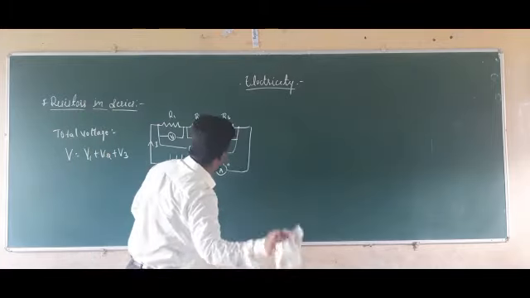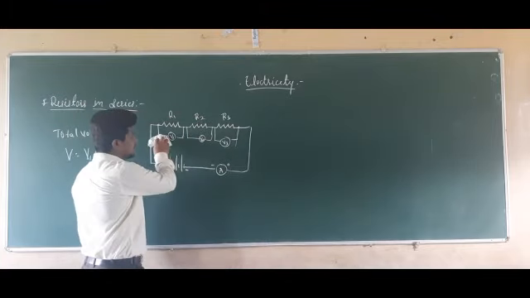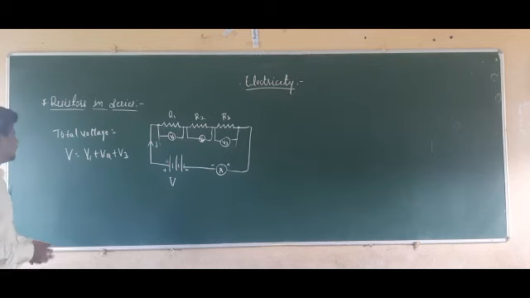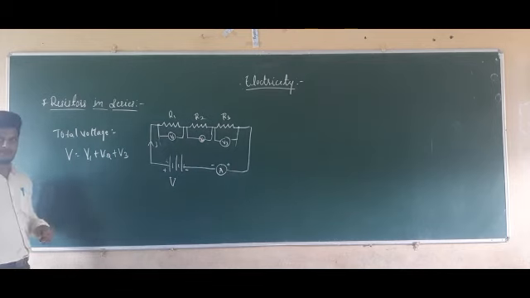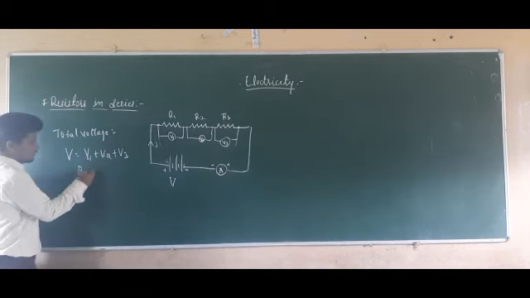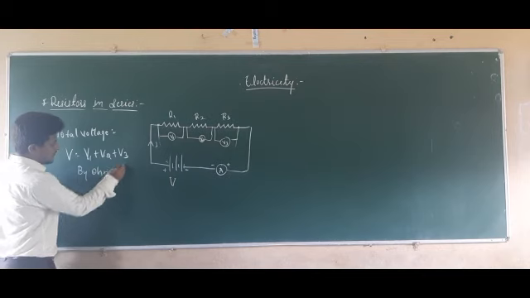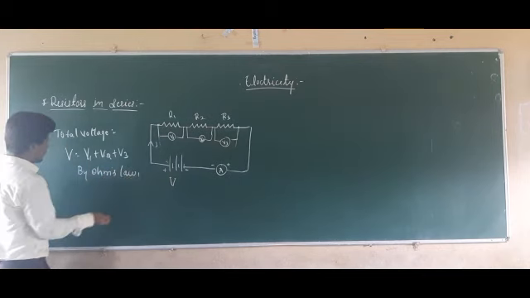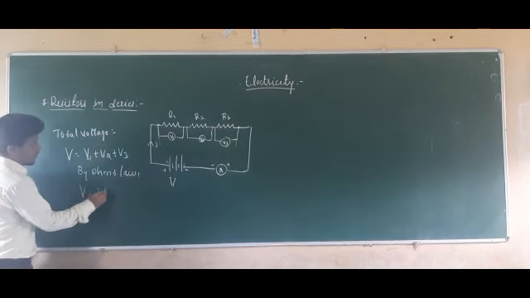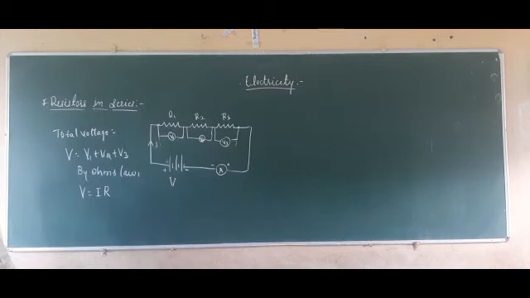So in the diagram, don't show it like this. You have to show only the voltmeters. Now we have to find out the volts, or the total voltage. So we have Ohm's law. By Ohm's law, what is V? V equal to I into R.